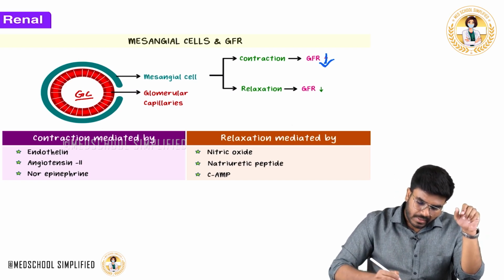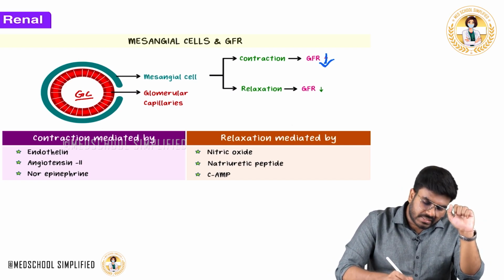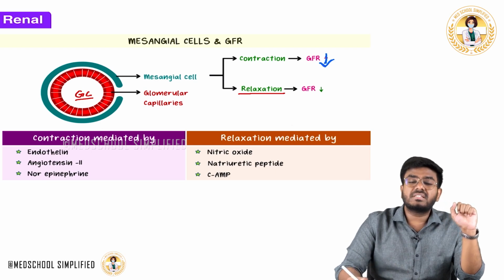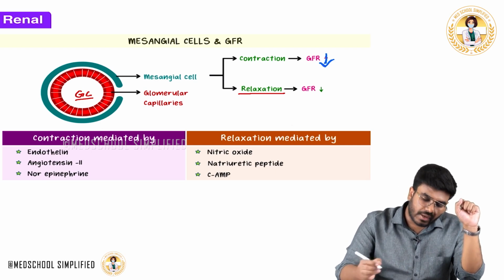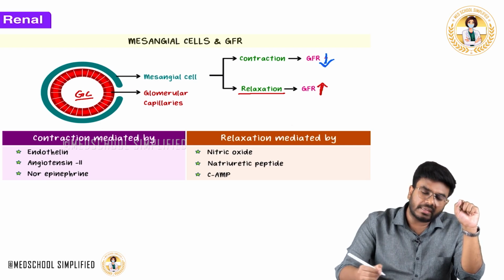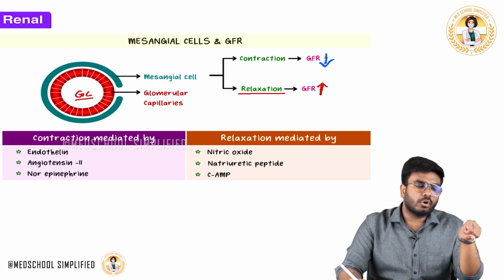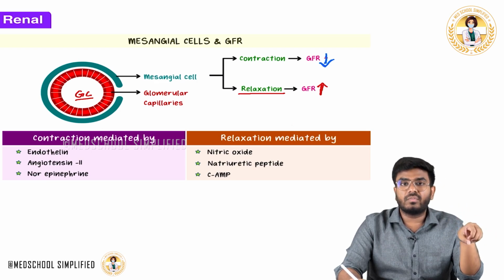In the same way, the opposite thing. If the mesangial cells are relaxed, what happens to the GFR? GFR is going to be increased. Why is GFR increased? Because the mesangial cell is relaxed, the glomerular capillaries are dilated, and more blood flow is there.